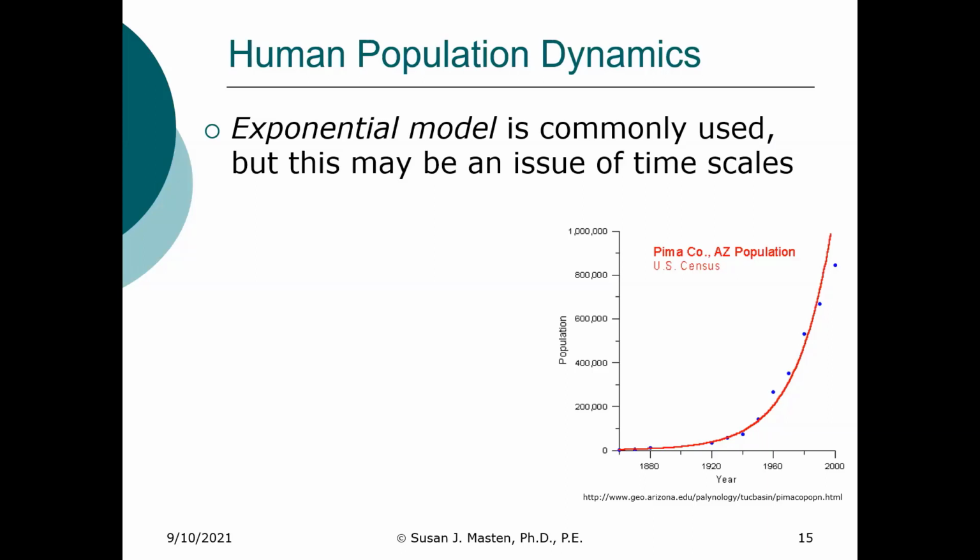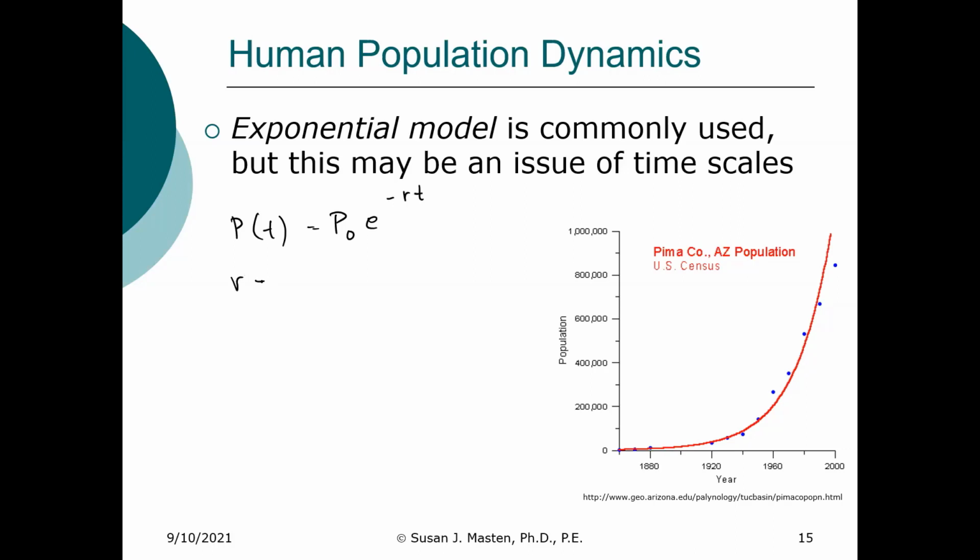The exponential model is commonly used for human populations. And you can see this here. This is the population of Pima, Arizona. It looks pretty exponential. So we can describe this as the population at any time is equal to P0 e to the minus RT.